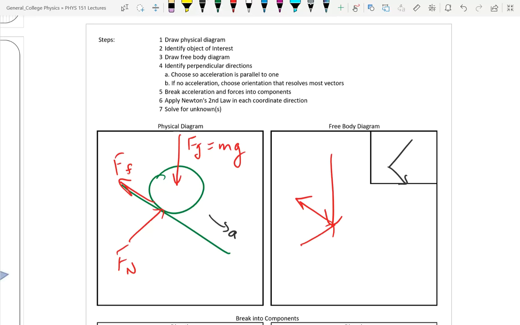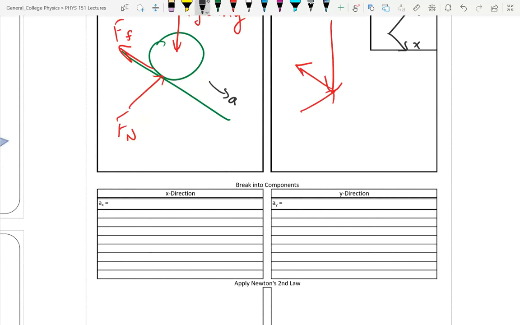I wrote A for, I'll call it X. X is the direction it's accelerating. Y is the direction normal to that. So immediately I can say my A_x is equal to, I don't know, my A_y is equal to 0.